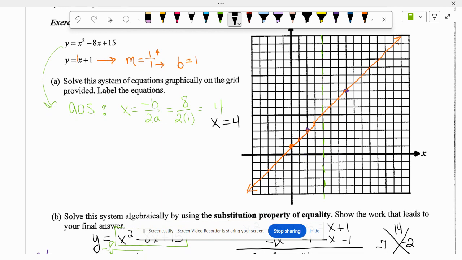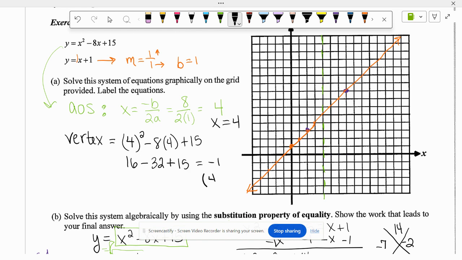How do I find the vertex? Well, I take the fact that x equals 4 and I plug that into my quadratic equation. So 4 squared minus 8 times 4 plus 15. Let's see, 4 squared is 16. 8 times 4 is 32. So 16 minus 32 is negative 16. Plus 15 is negative 1. So my vertex is the ordered pair 4, negative 1.